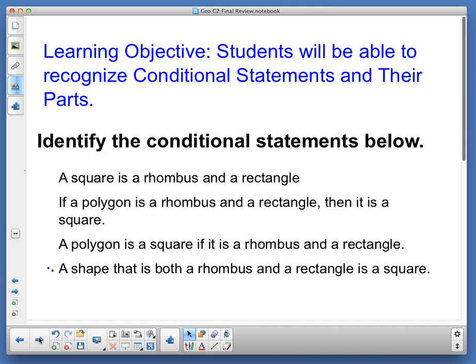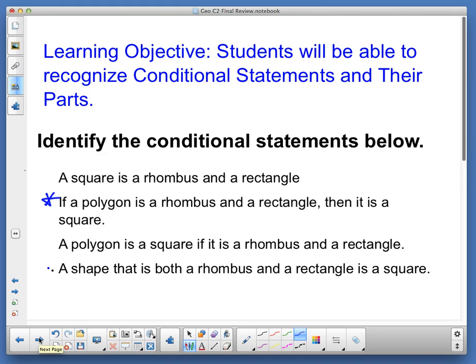So learning objective: students will be able to recognize conditional statements and their parts. Identify the conditional statements below. Now, the conditional statements have if and then in them, okay? They're not just statements. They're conditional statements. If this, then that. Now, the first most obvious one that people always see is this one.